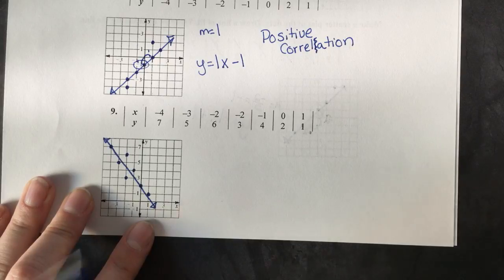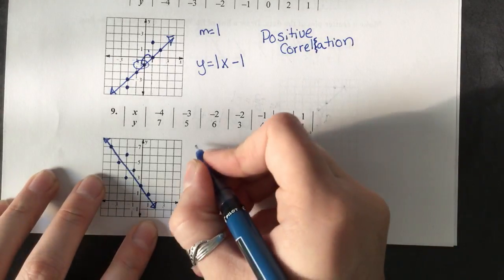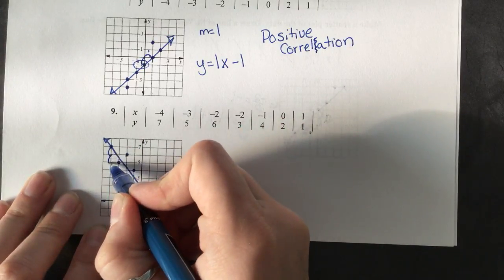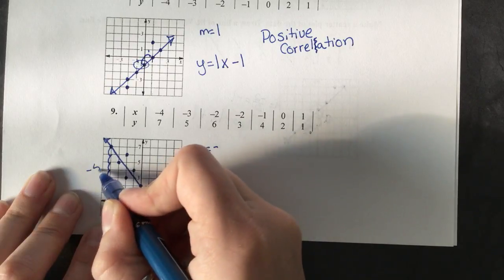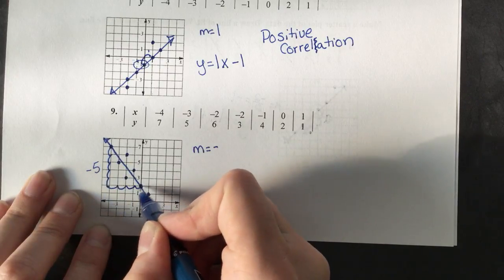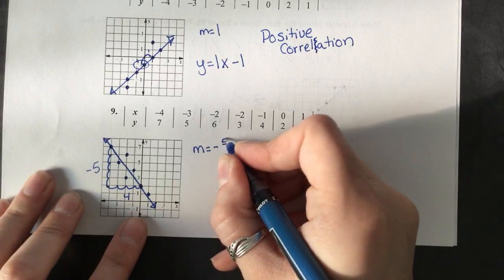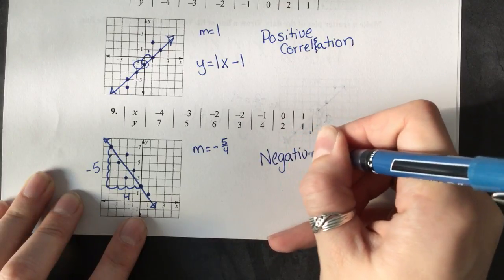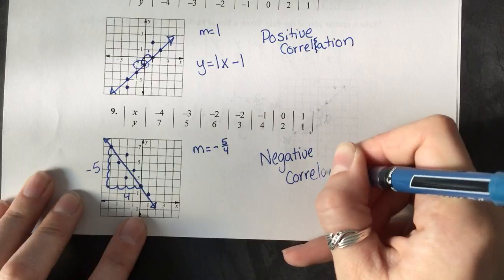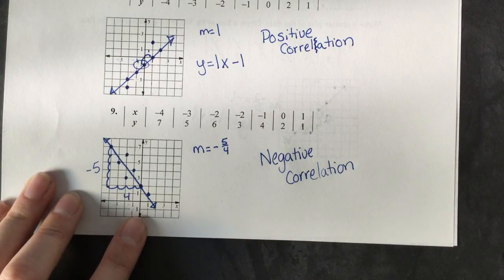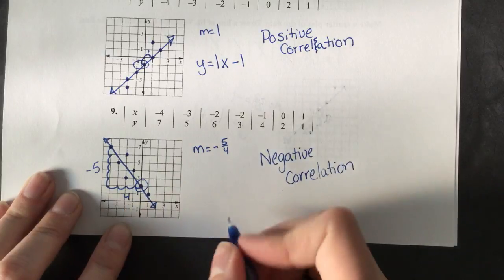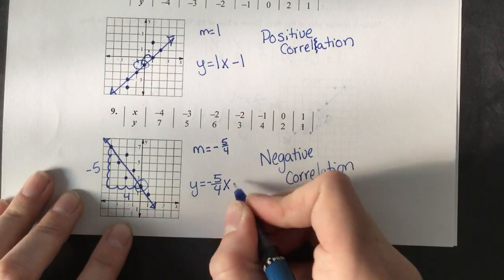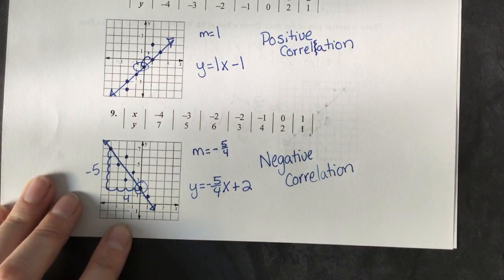Okay, so slope m equals negative, oh, what did I say it was? Negative 1, 2, 3, 4, 5, down 5, forward 1, 2, 3, 4, 5/4. Okay, so that's a negative correlation. I remembered how to spell it this time. And our y-intercept, we got lucky again. Y equals negative 5/4 x plus 2. Okay.